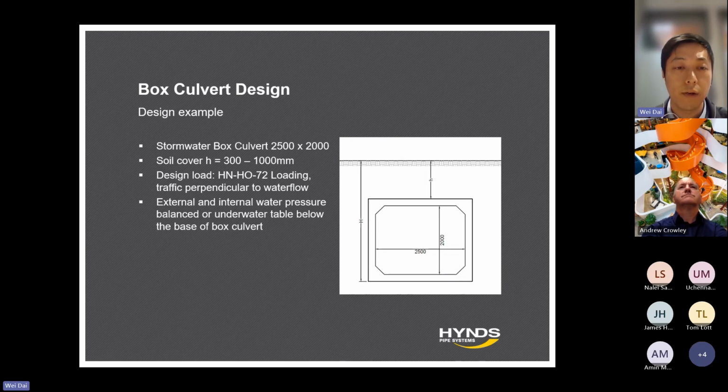For those of you who are not familiar with the HN-HO-72 loading, we're going to do a quick introduction on them in this seminar. And also there's an assumption on the box culvert design that external and internal water pressure is balanced, or you can say the underground water table is below the base of the box culvert. In this case, we don't need to consider the additional water pressure or imbalanced water pressure acting on the box culvert.